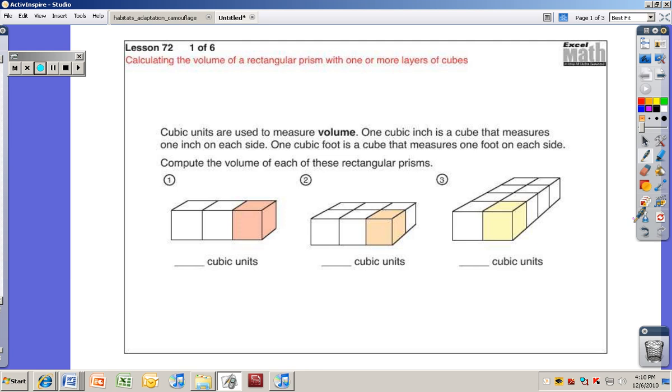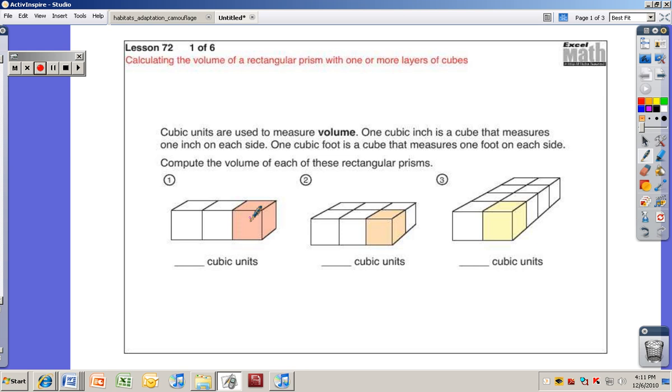Okay, the first problem here, let's read the paragraph. It says cubic units are used to measure volume. 1 cubic inch is a cube that measures 1 inch on each side. 1 cubic foot is a cube that measures 1 foot on each side. Compute the volume of each of these rectangular prisms.